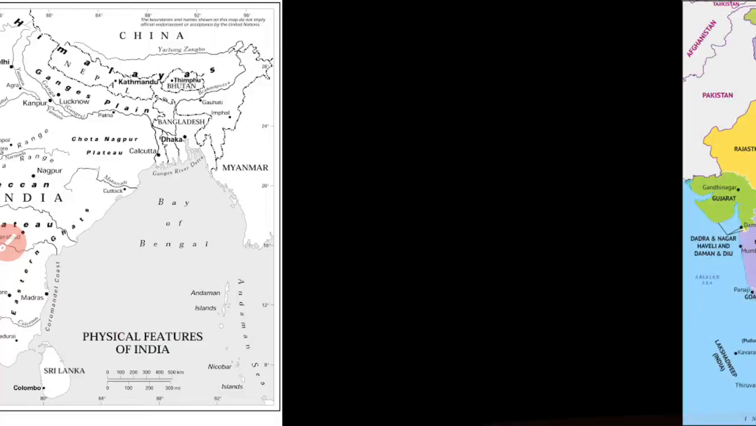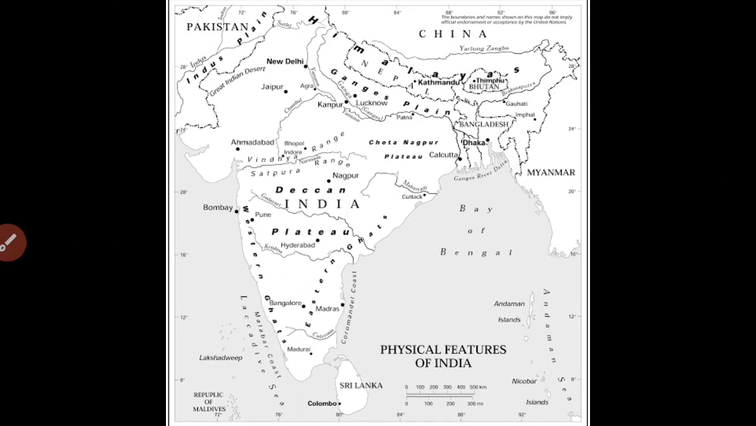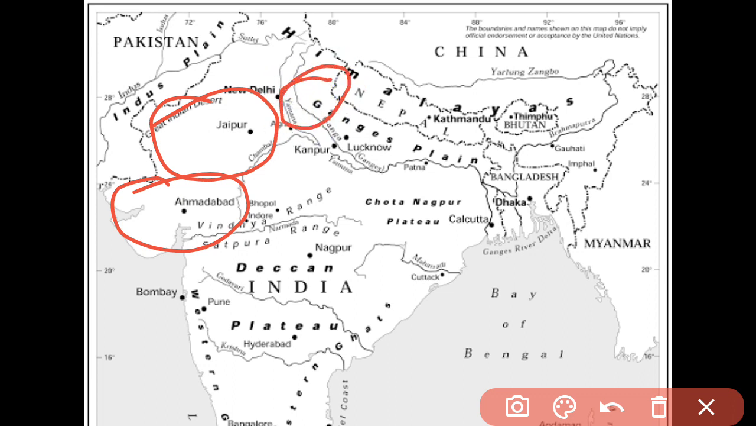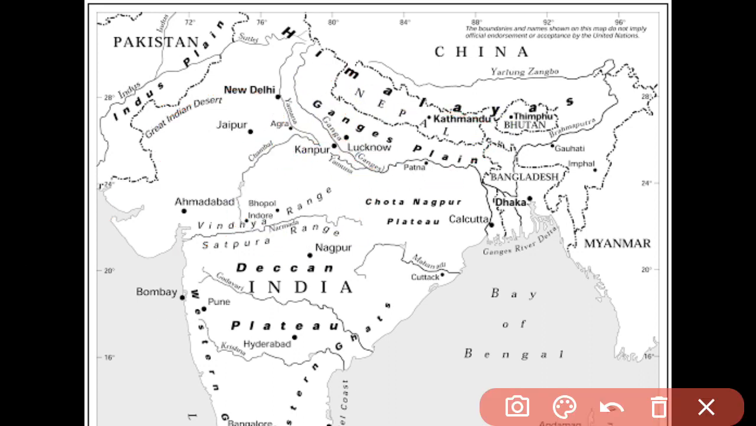Next, let us see how the physical map looks. This is the physical map of India. In the political map, you saw that this place was Gujarat. This is Rajasthan. Here somewhere it is Uttarakhand. Here is Uttar Pradesh. Here Madhya Pradesh. But can you see clear boundaries in this? No, there are no clear boundaries between the states.